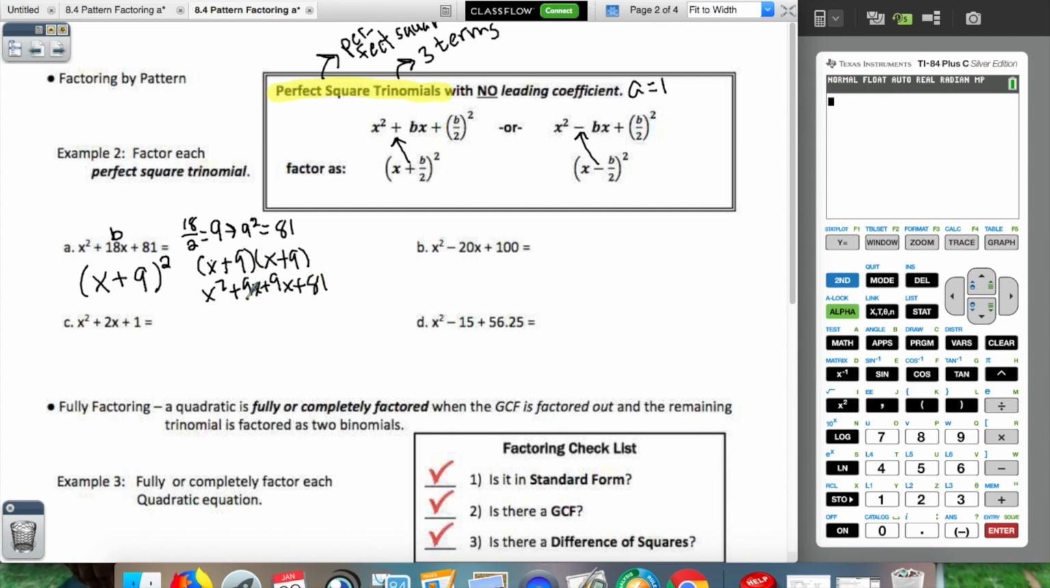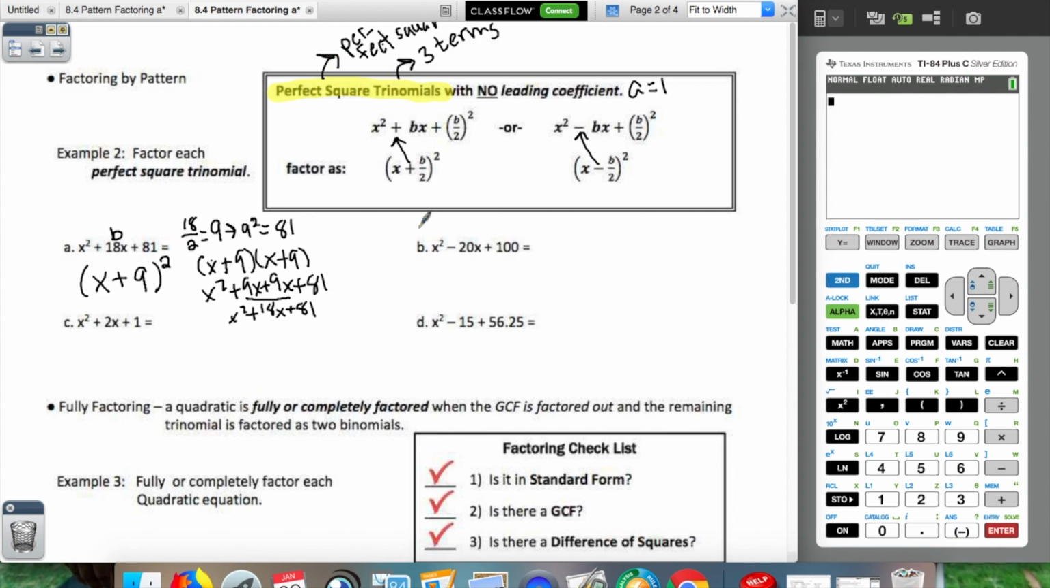And then let's combine some like terms. What's 9x plus 9x? Well, that is in fact 18x. So it works out. Look at that. So we are left with x squared plus 18x plus 81. Alright, now let's try it on b.